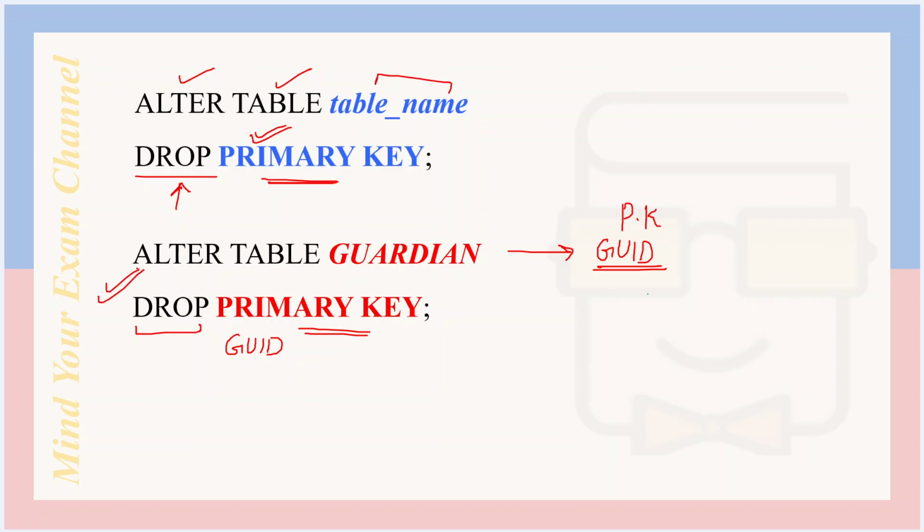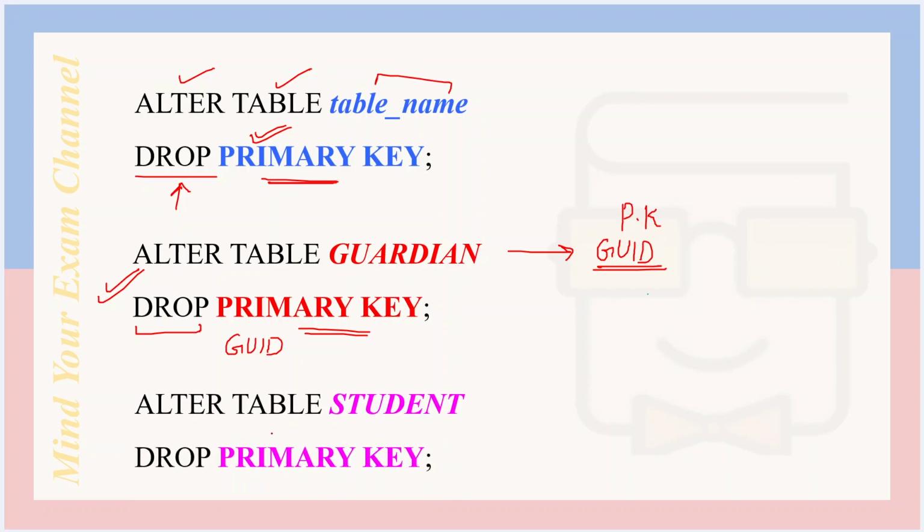Now similarly, suppose you do not remember what is the primary key of the student table and you want to drop the primary key. So you write alter table followed by the name of the table, which is student, then you write the drop keyword and then you specify the words primary key. In this case, the student roll number was serving as the primary key, so roll number will be dropped or removed from the table.